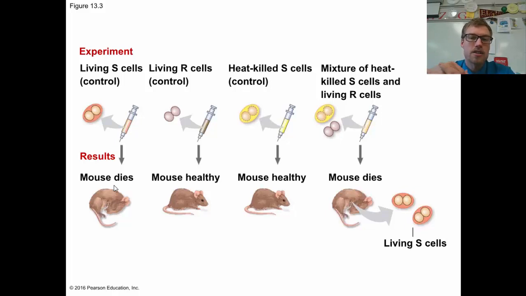And so then finally he injected a mixture of the heat-killed S cells, the pathogenic cells, with the living harmless R cells, and when he did that, that caused the mouse to die, and he was able to take out and culture living S cells from the mouse. So essentially the DNA from the dead S cells was being incorporated by the living R cells and turning them into S cells, and that is the process of transformation.